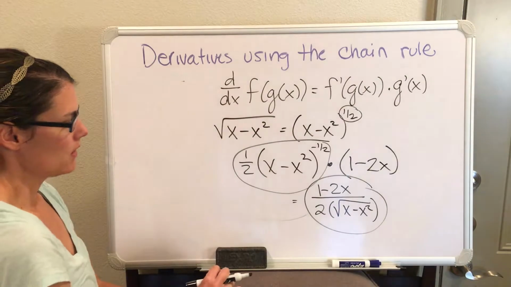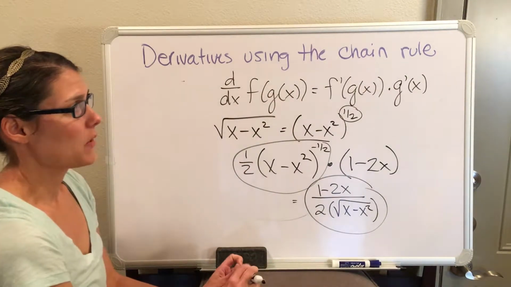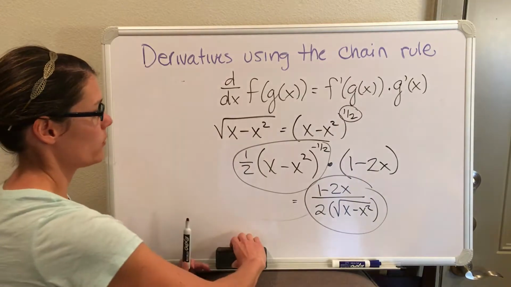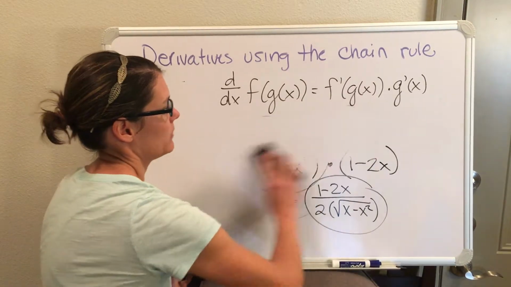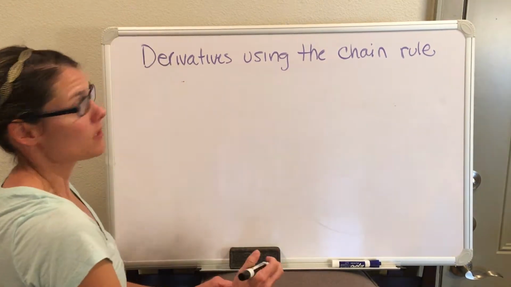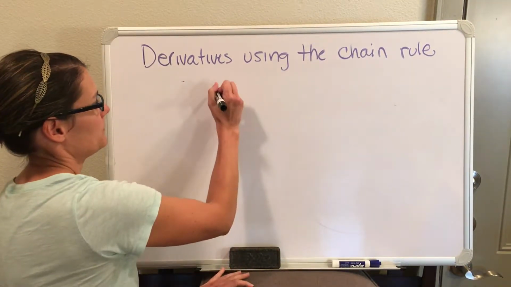Okay. But what you can also do with the chain rule is add the product and quotient rule with it. So we're going to do a couple of examples of those. So let's start with the product rule example.